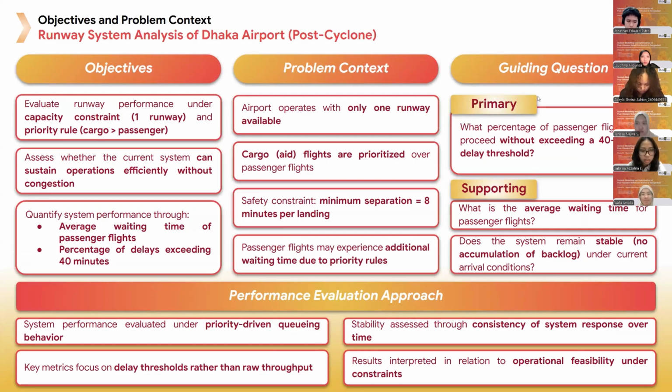This slide explains our objective to analyze Dhaka Airport operation after a cyclone. Since only one runway is available and cargo flights have priority, we want to measure passenger delays and evaluate overall system stability. Next.